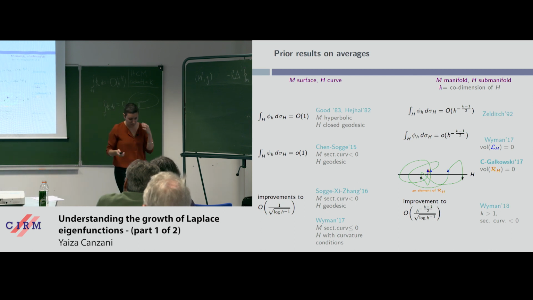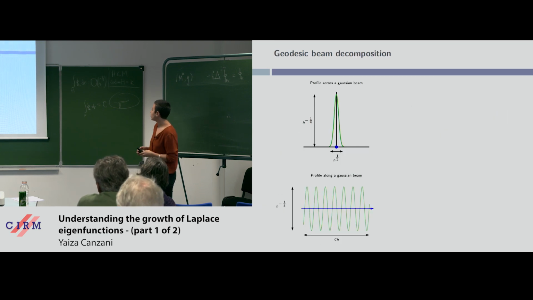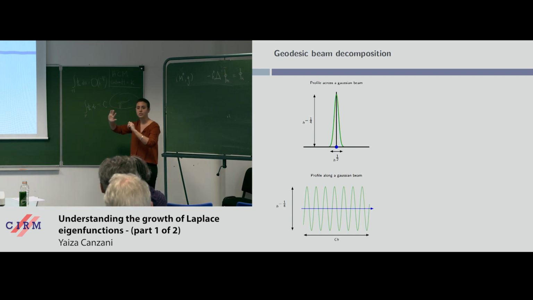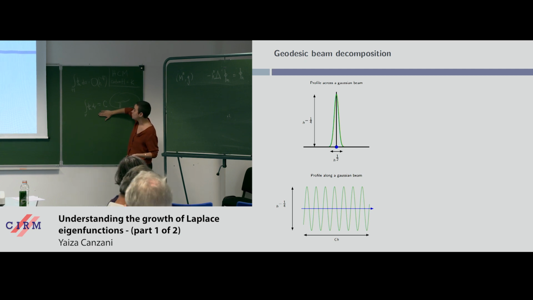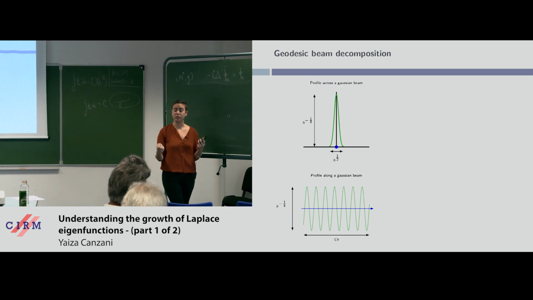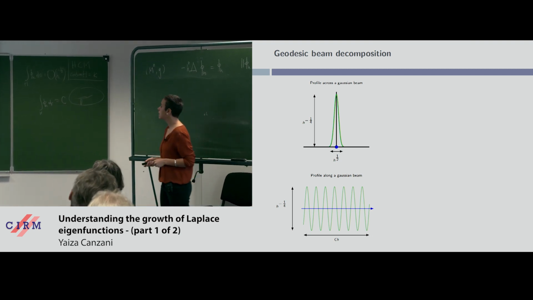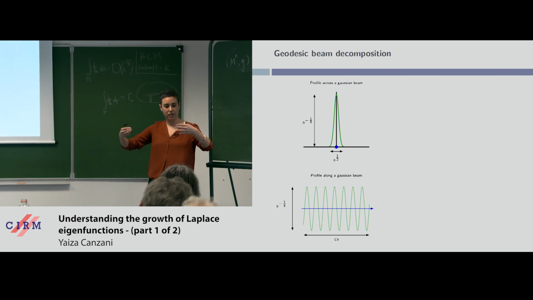So let me tell you what's happening here in the background if you're trying to study averages. And I'm going to go back to this geodesic beam decomposition that I was talking about before. So the idea is we are going to try to saturate this constant upper bound for these averages. So think that we are living in a surface. H is just a curve on your surface, and what you want to do is to saturate this upper bound. So how do your eigenfunctions need to behave with respect to your curve if you want to hit this upper bound? And so what we are going to do is we are going to try to build an eigenfunction out of doing linear combinations of Gaussian beams.